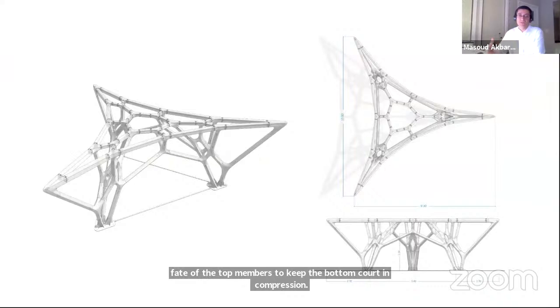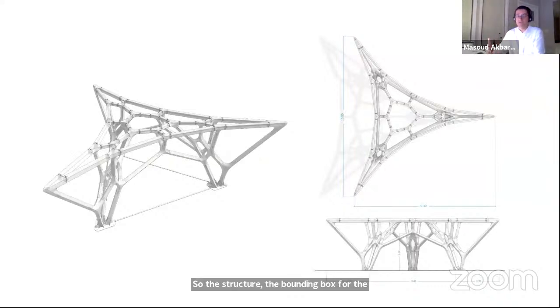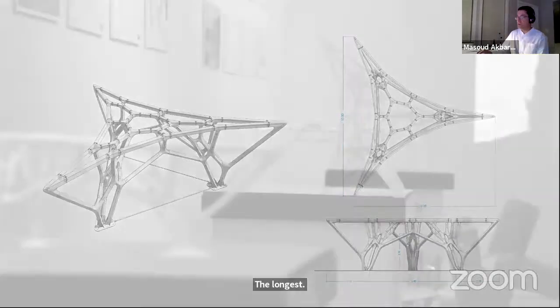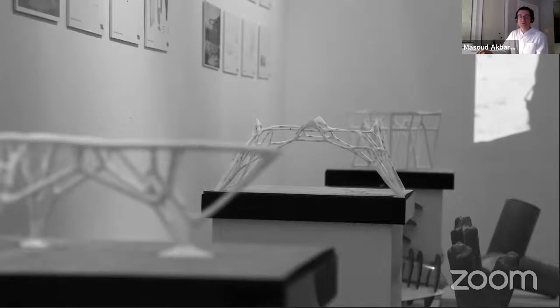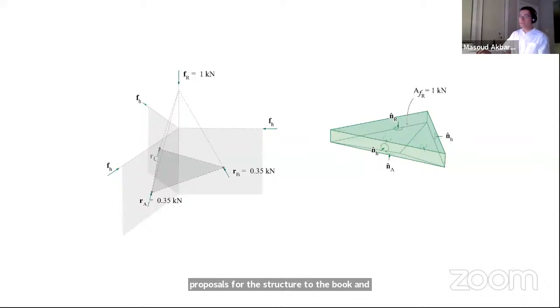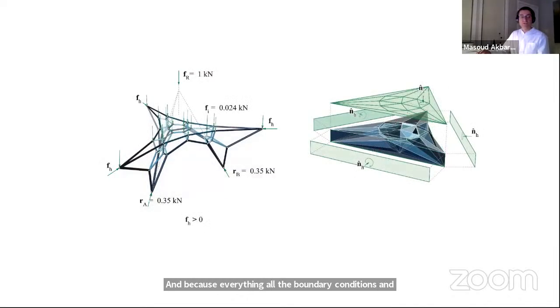So the bounding box for the structure is 10 meters by 9.3, and the largest span inside the structure is 5.40 and the height of the structure is 2.36. Again, because this was part of the workshop, students developed multiple proposals for the structure to be built. And because all the boundary conditions and the design of the structural solution were controlled geometrically, we could very well control the magnitude of the force and remove the force from certain boundary conditions where we knew there wouldn't be any force to support the structure.